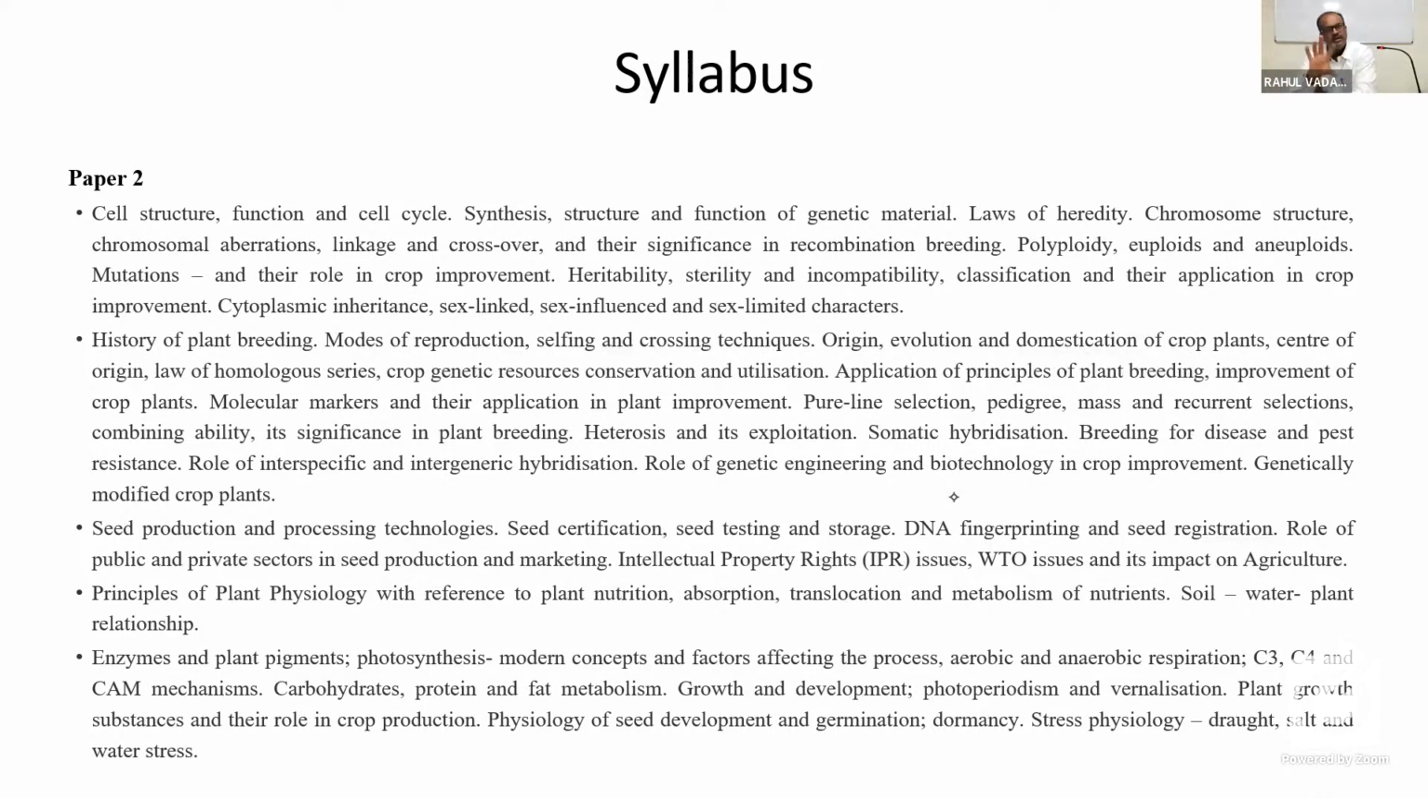Cytoplasmic inheritance, an easy concept, but it can be asked again. How is it a part of plant breeding? You have to link there. Cytoplasmic inheritance is very important in the plant breeding topic. What do you mean by cytoplasmic inheritance?